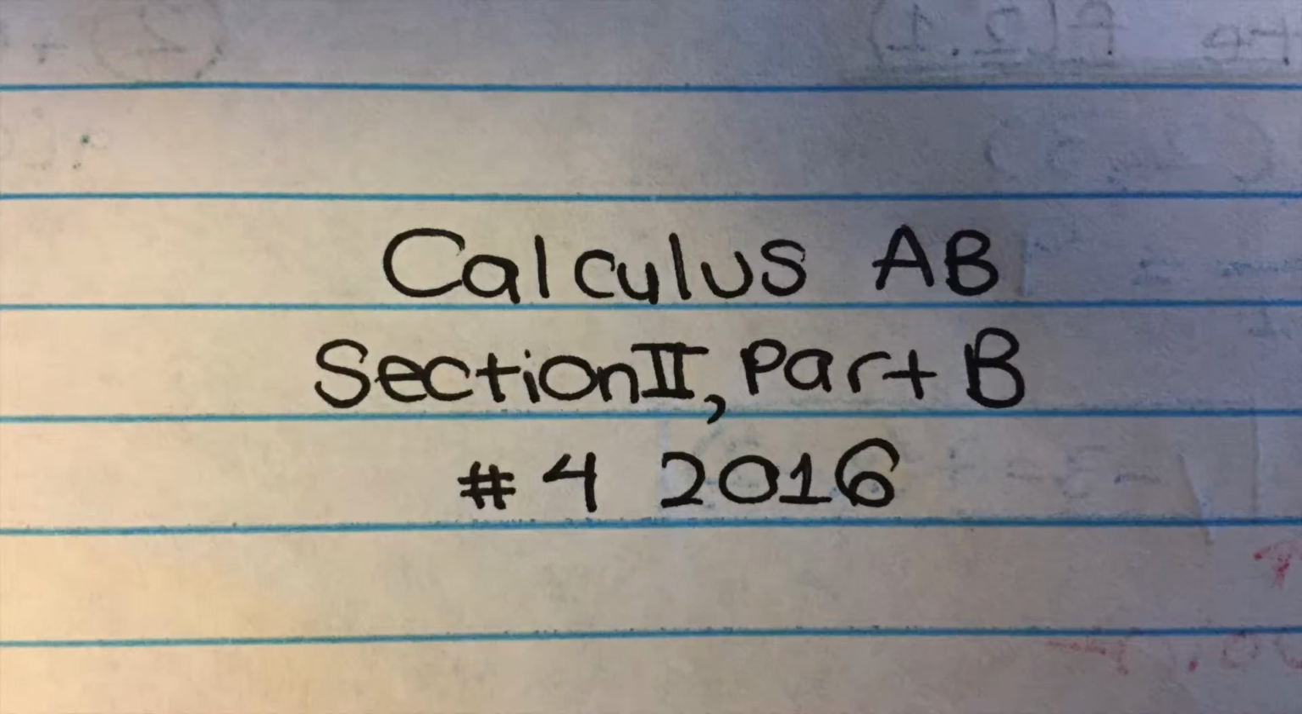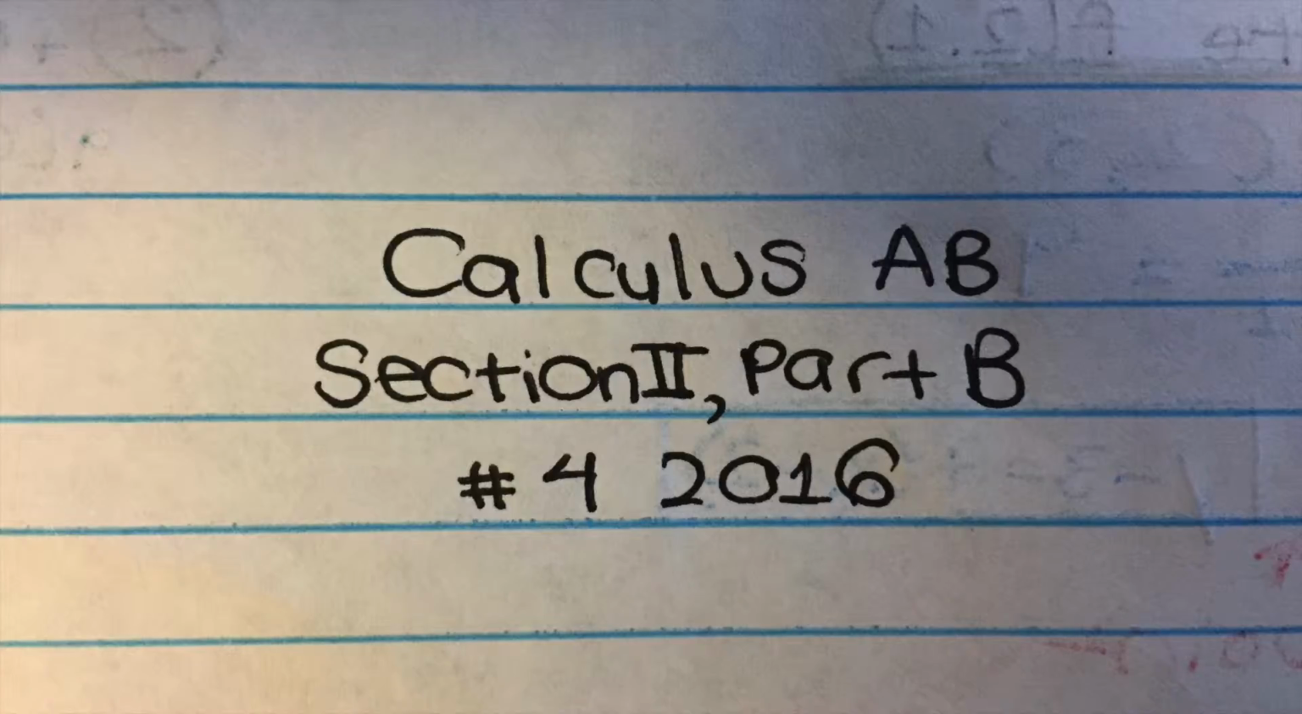Hi guys, my name is Samantha and today I'll be explaining how to do number 4 on the AP Calculus AB test from 2016. So this problem belongs in section 2 and part B of the test, where there are a total of 4 questions and you are given 60 minutes, meaning you should spend about 15 minutes per question. Also, you aren't allowed to use a calculator for these problems, so be prepared to carry out simple algebraic calculations.